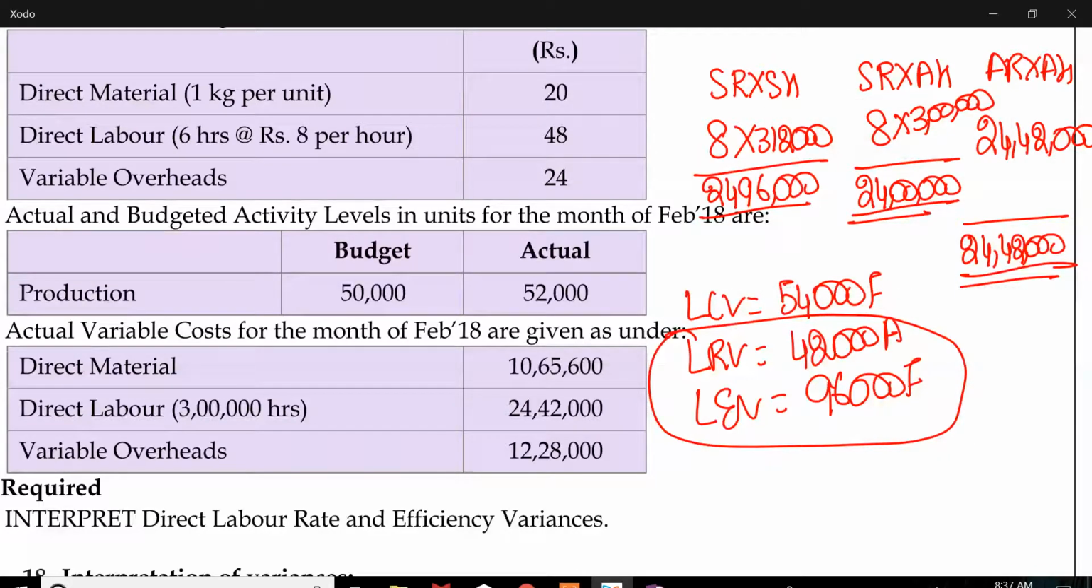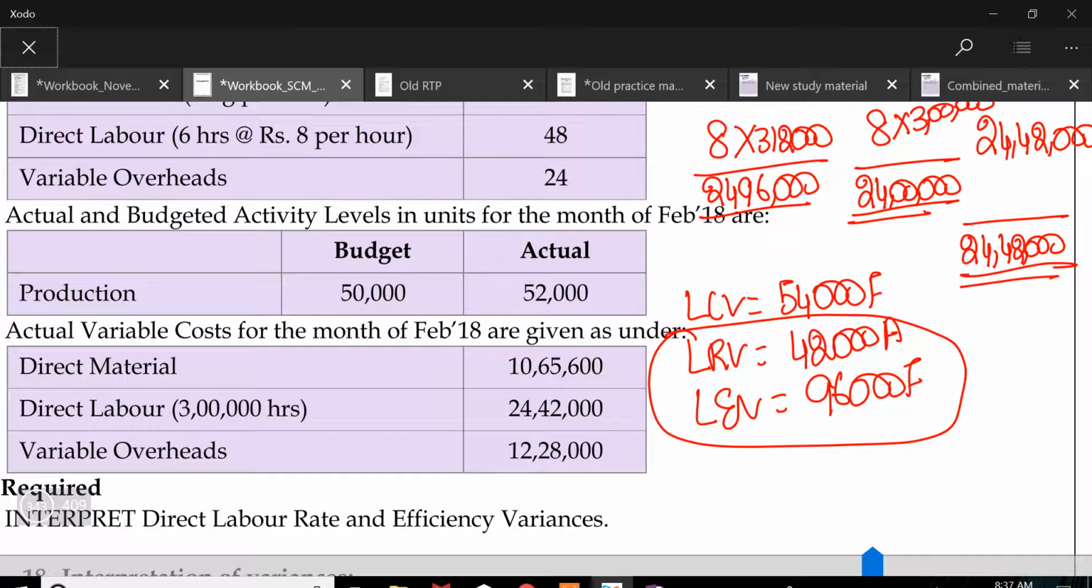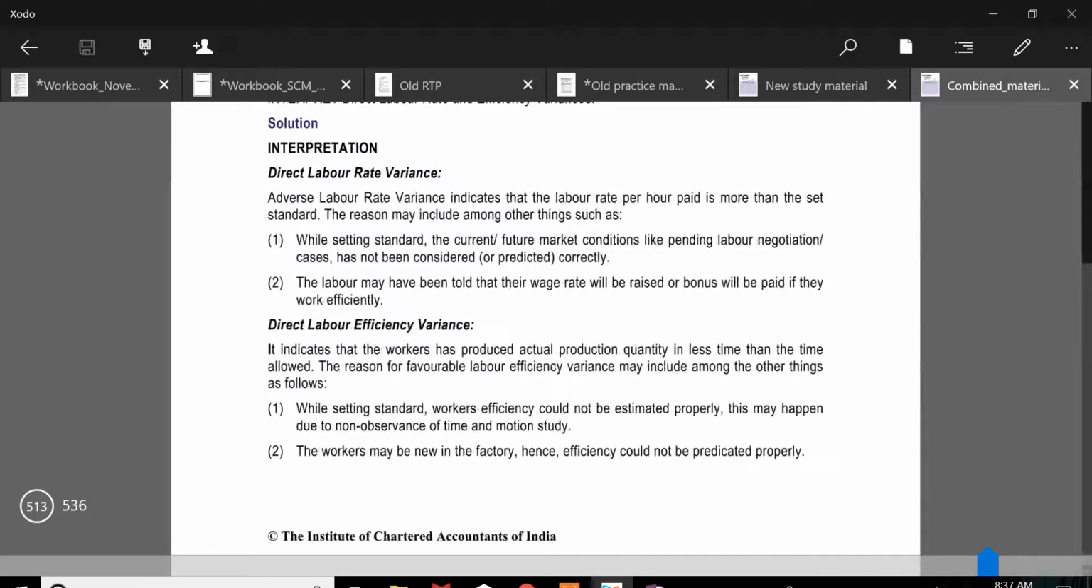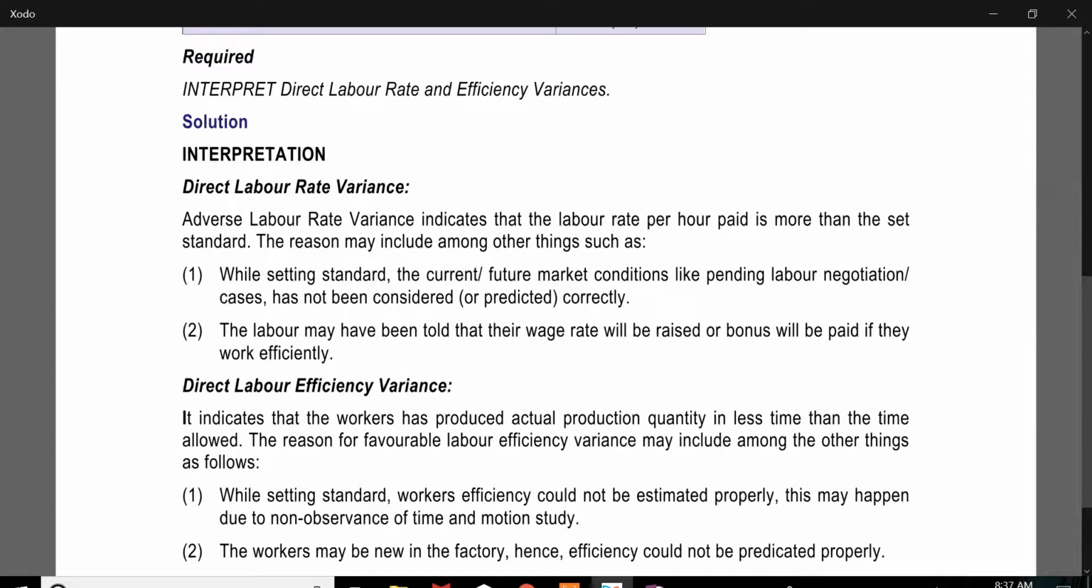Let's look at now the institute way of writing it. They have given that an adverse rate variance indicates that the labor rate per hour paid is more than the set standard. The reason: while setting the standard, the current or future market conditions, like pending labor negotiation or cases, were not considered or predicted correctly. When they say pending labor negotiation, indirectly they are indicating labor unions or labor shortage. The labor may have been told that their wage rate will be raised or a bonus will be paid if they work efficiently. That was the first point which we wrote.